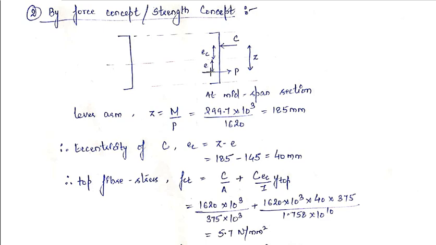So now first of all we will find out the value of z, that is the lever arm. Lever arm can be found out by this formula, M equal to P into z, because we know that the moment is equal to P into z or C into z. The value of C we don't know, therefore we will take P into z. When we take moment equal to P into z, the value of z can be found out by this formula. Now just put the values.